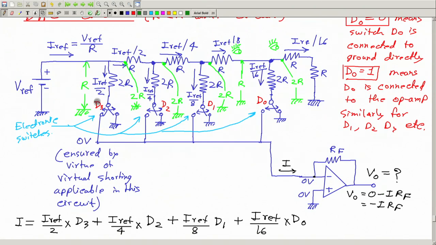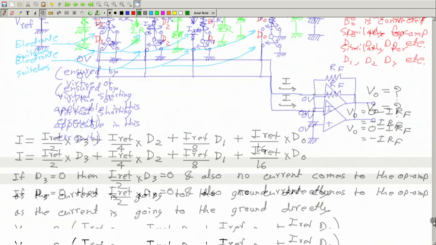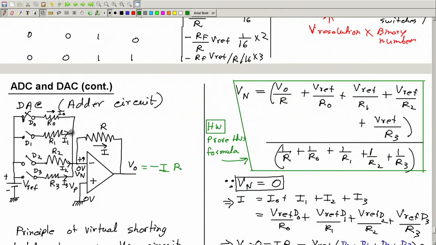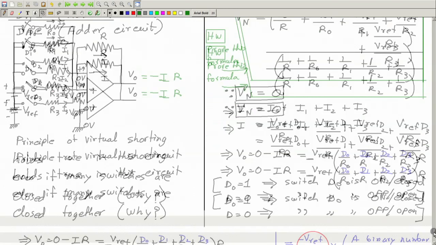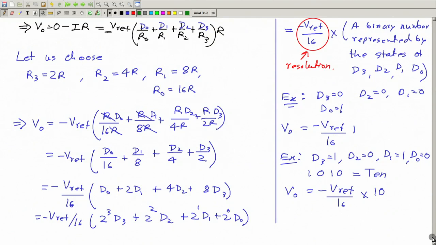Here also I need to produce currents in binary ratios, in the ratio of 1:2:3:4. Similarly, here also I have currents added, and the currents are in ratios 1:2:3:4 here. That is the principle. So that's all about DAC in this course.